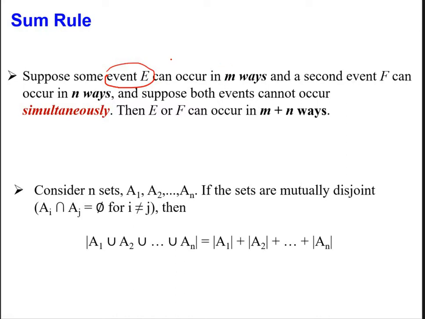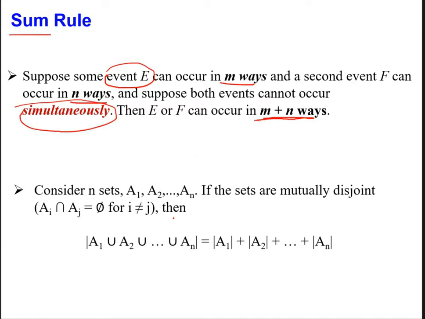So again, event E can occur m ways, and event F can occur n ways. What are the possible combinations that are allowed? Again, they both cannot occur simultaneously. So the answer to that is m plus n. Instead of a product, you have a sum. That's why it's called the sum rule.